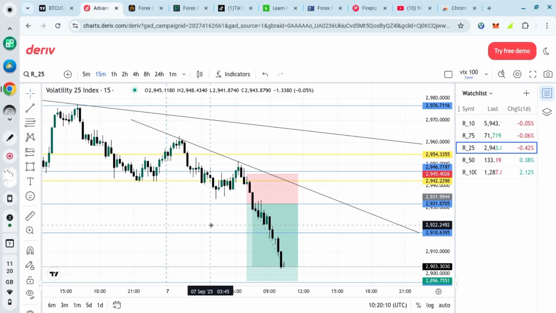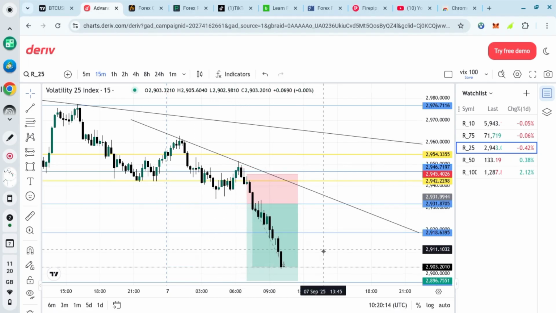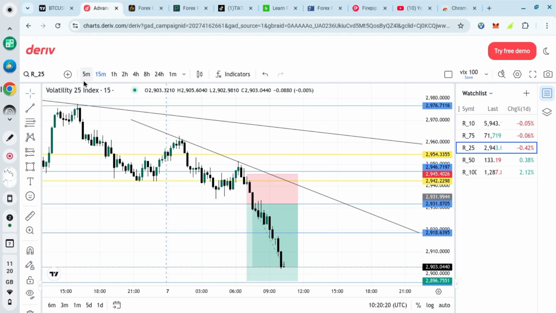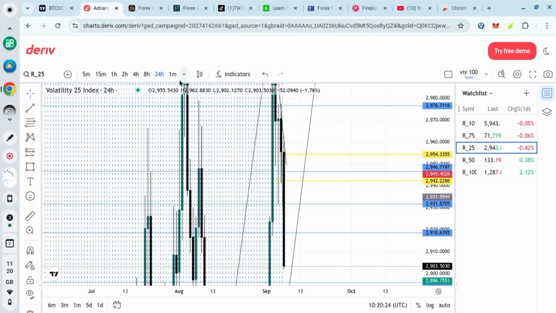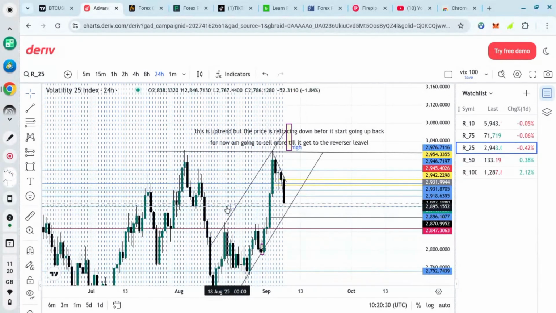So you can see I'm taking a buy trade on this, and what I do is very simple. First thing, I just go to my daily time frame. So when you go to your daily time frame, this is what I do.